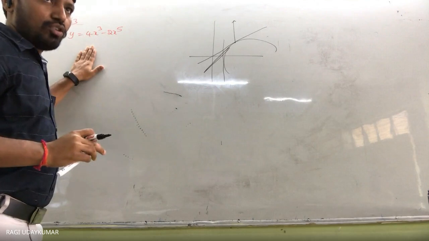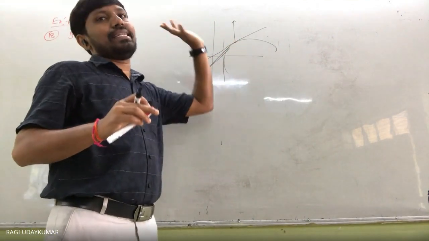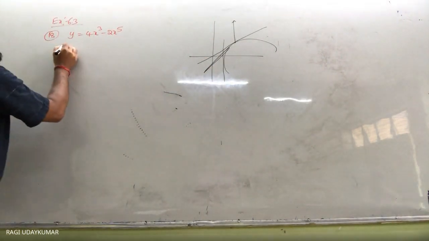We need to find the equation of the tangent by taking any point. Consider a generalized point. One point you have to take into consideration. Okay, so find dy by dx.